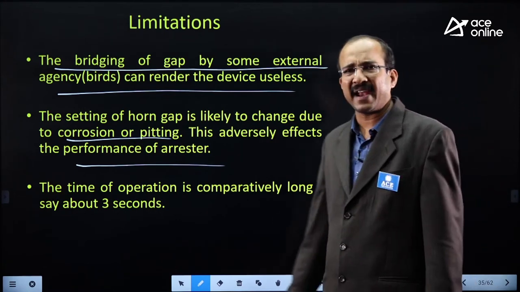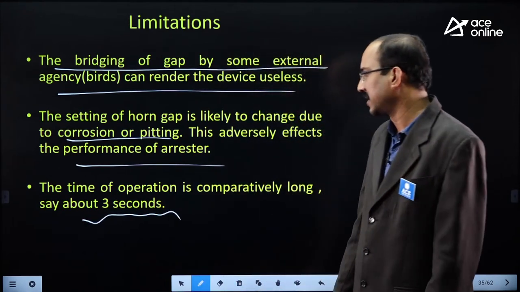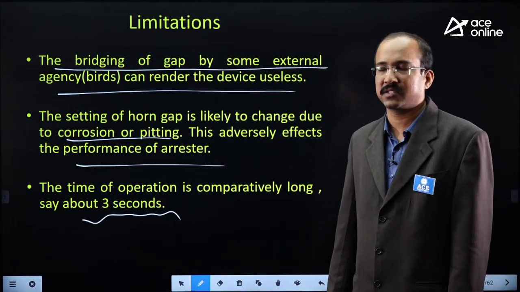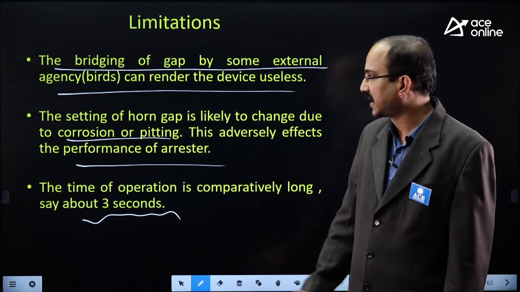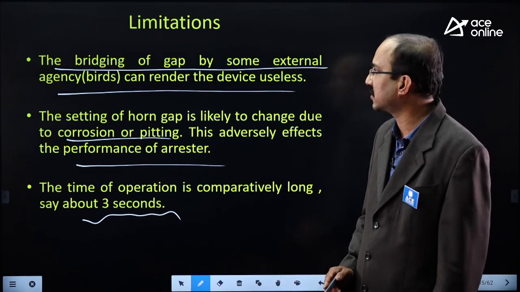And here, the main drawback is that the time of operation is very long. It is taking around 3 seconds. That is the drawback in the case of horn gap type arresters.